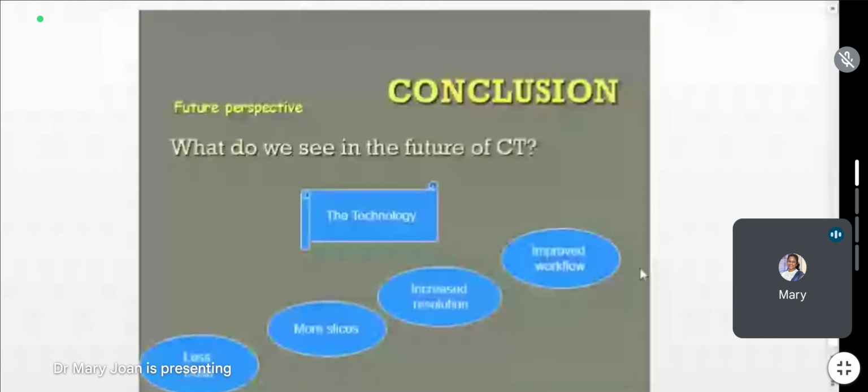So we are looking at reducing the patient doses from each of the procedures, and more number of slices will have more amount of data and more detailed imaging, and resulting in increased resolution, as well as improved workflow, enabling the patient comfort as well as the personnel.